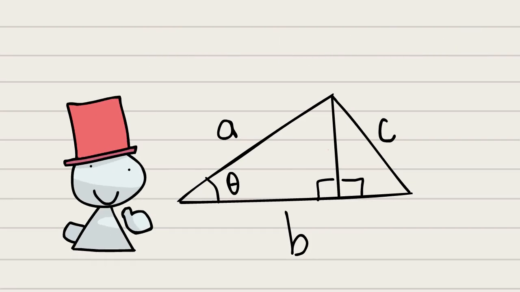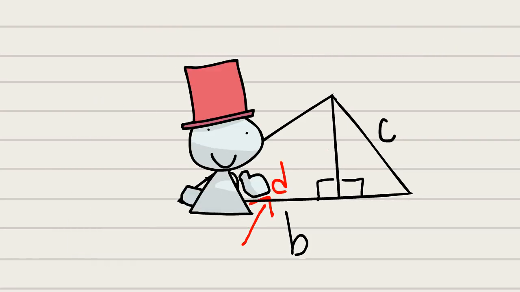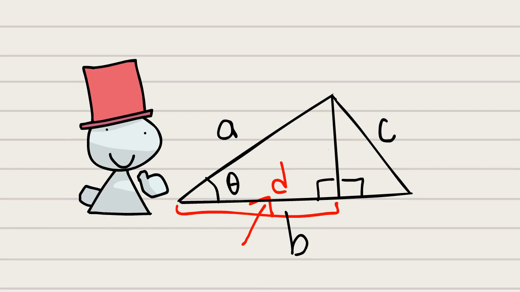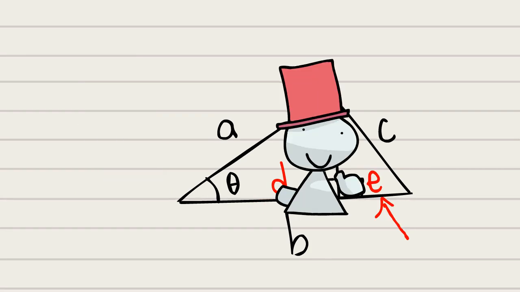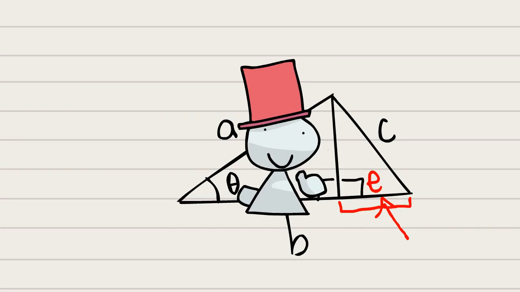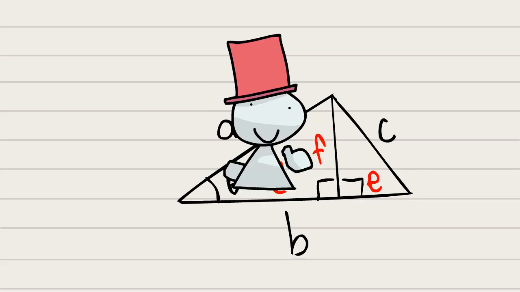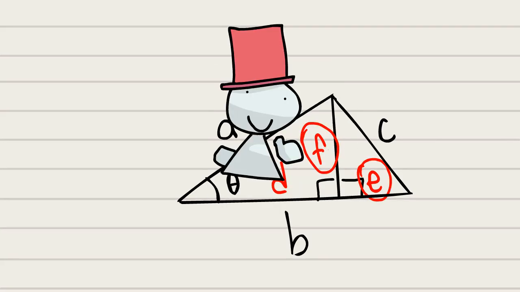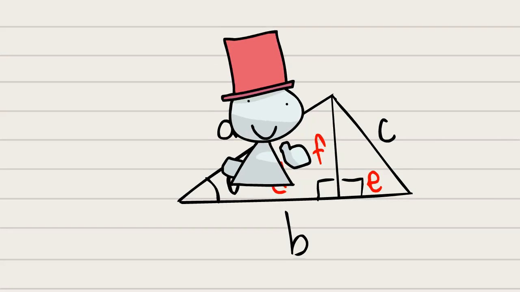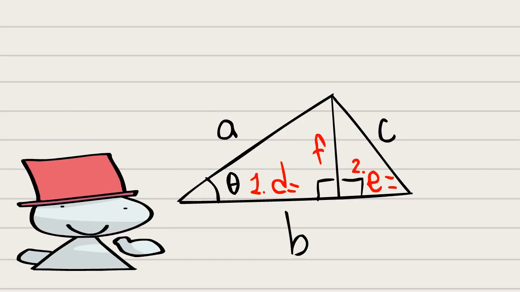Now, first we're going to define side D, which is going to be right here at the bottom of that left triangle, and then side E will be here on the bottom of that right triangle. Let's also define this vertical side here as side F, because we're going to need both E and F, but as you'll soon find out, to solve for E, we're going to need to solve for D first.